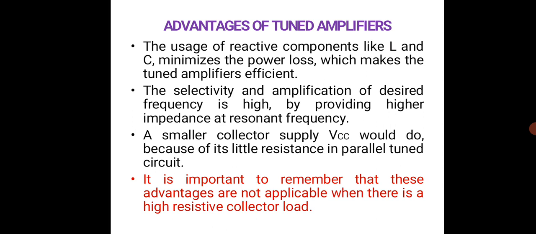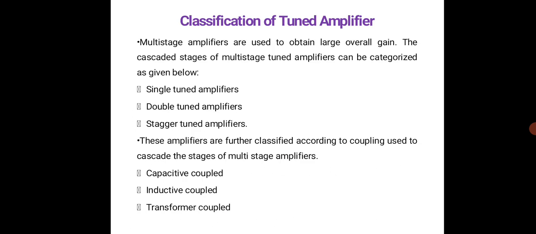What are the advantages of going for a tuned amplifier? We use reactive components like L and C, which minimize the power loss and ultimately make the tuned amplifier efficient. The selectivity and amplification of the desired frequency is high by providing higher impedance at resonant frequency. Another advantage is that a small collector supply would do because of its little resistance in the parallel tuned circuit. However, it is important to remember that these advantages are not applicable when there is a high resistive collector load.